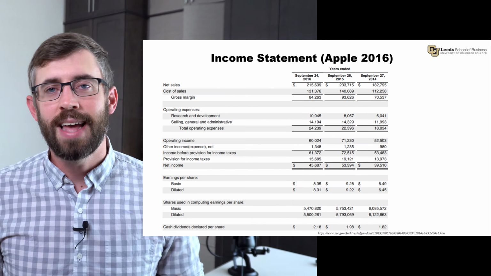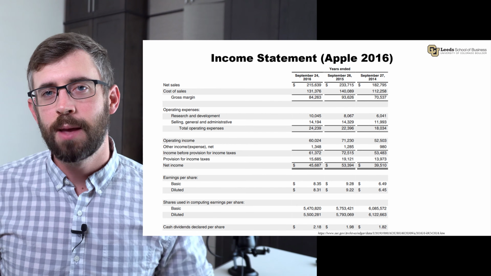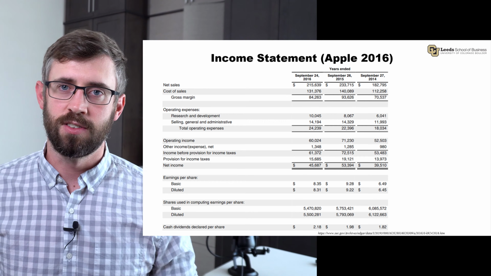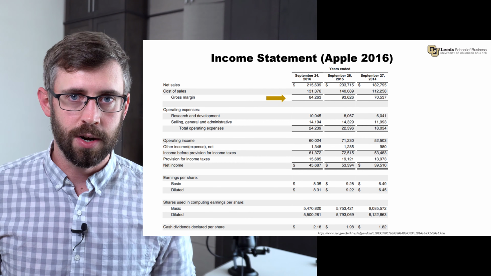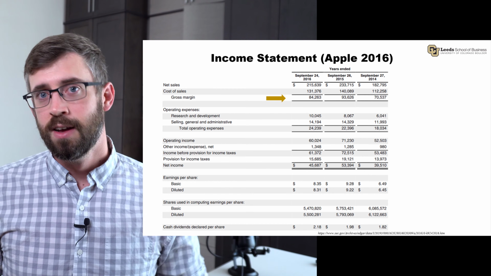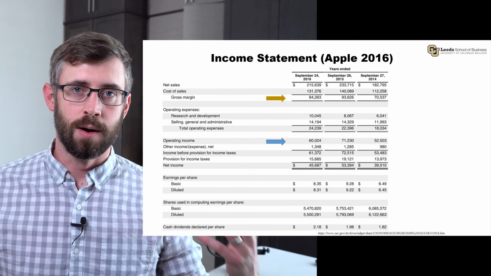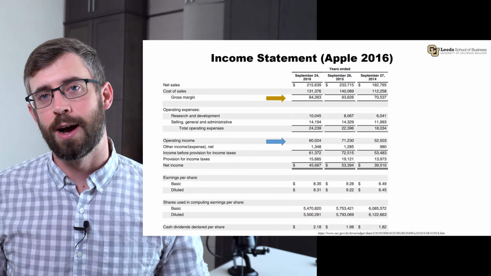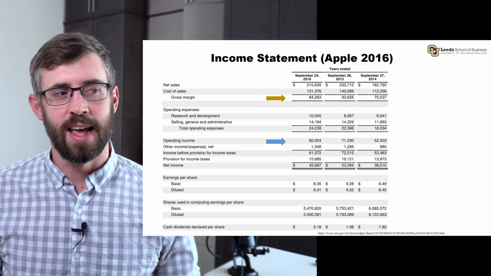So if we take a look at Apple's multi-step income statement, we can see that it follows this basic structure, where we have sales, we have cost of goods sold, and then our gross profit number. We have a list of operating expenses there, including R&D. That's going to give us our income from operations. Then we're going to get into our tax line and our net income.